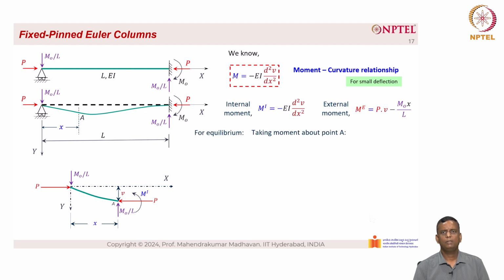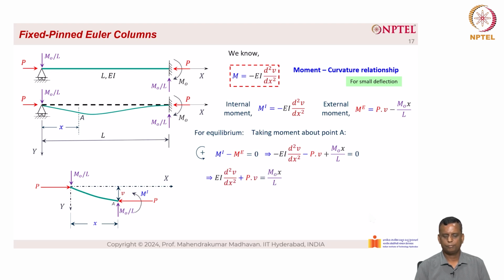For equilibrium, taking moment about point A, we have M_i minus M_e equal to 0, which implies minus EI d²V/dx² minus PV plus M0 x by L is equal to 0. So EI d²V/dx² plus PV is equal to M0 x by L. Substituting P critical for P, we have EI d²V/dx² plus P critical V is equal to M0 x by L.